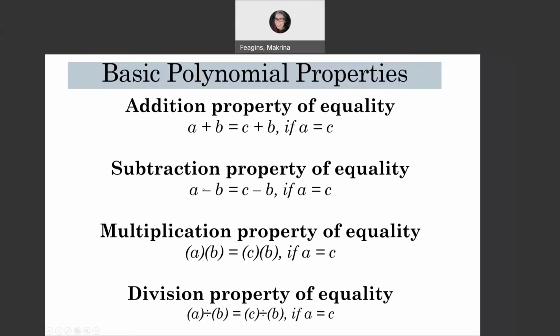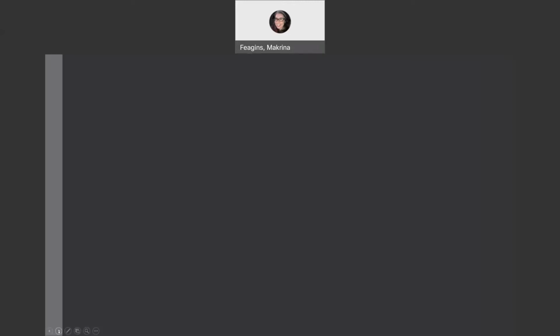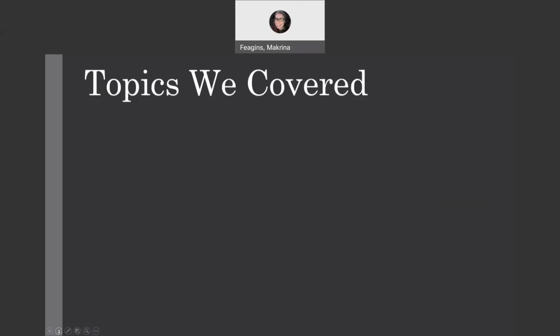So subtracting, if we subtract one quantity from one side, we have to subtract it from the other side. So we kind of keep that balance. That's what this means. If A is equal to C, then to keep that quantity the same or equal to each other, we have to have the same quantity going on one side and the other side. Same for multiplication, same for division. We'll use that trick a lot to help us solve equations, and that's going to be in part two.